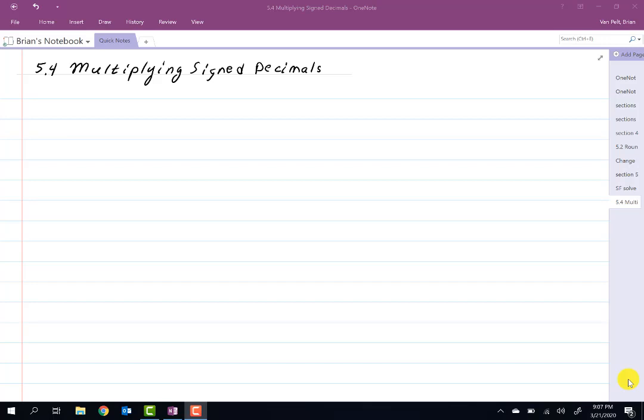Next up is multiplying decimals, multiplying signed decimals, because it will matter if they're positive or negative. So what I want to do is start with a problem. Let's go with an example to start this whole process. I want to multiply 0.67 times 0.18. Now, what I wanted to do is show you the way I was taught.